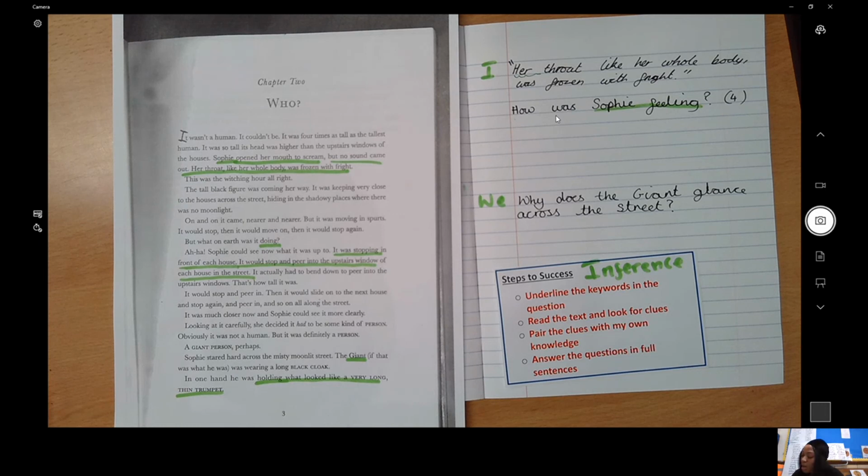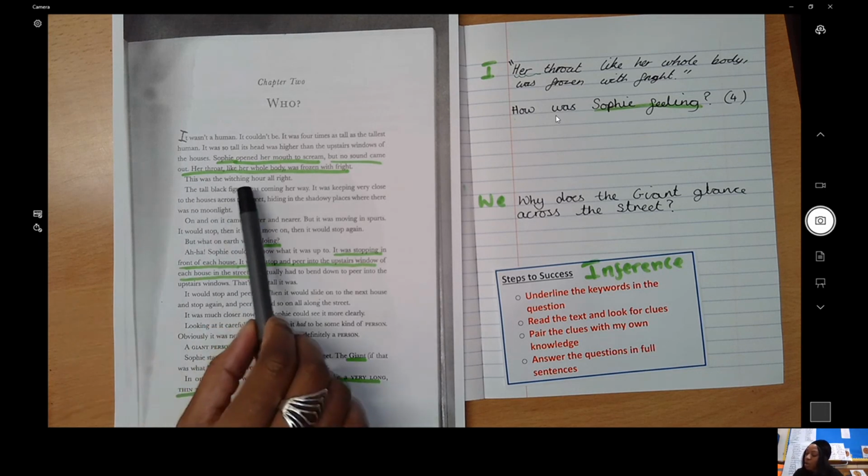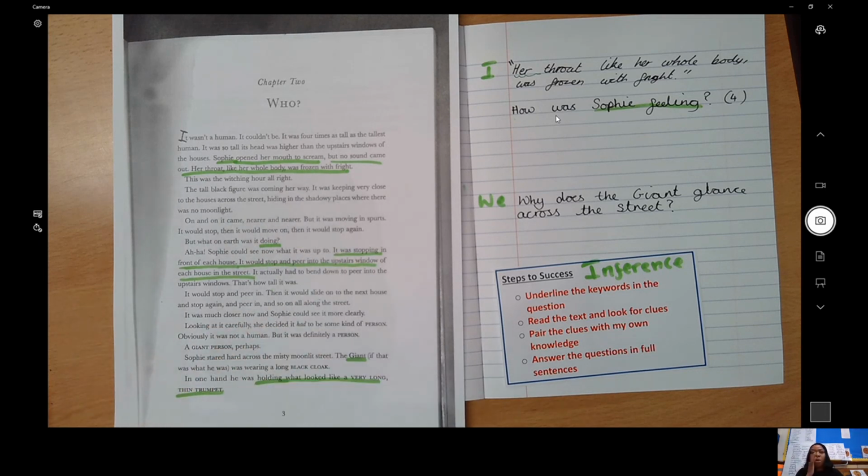It says no sounds came out. Her throat, like her whole body, was frozen with fright. Frozen with fright. Does that mean she was frozen in the freezer? I don't think so. Usually when you're scared, sometimes your body freezes and you feel like you can't move because you're in so much shock. So now I can pair the clues with my own knowledge. I can answer the question in a full sentence. I know that Sophie was feeling scared and shocked, and evidence is that her body was frozen with fright.